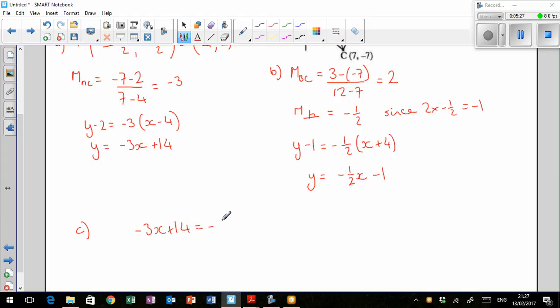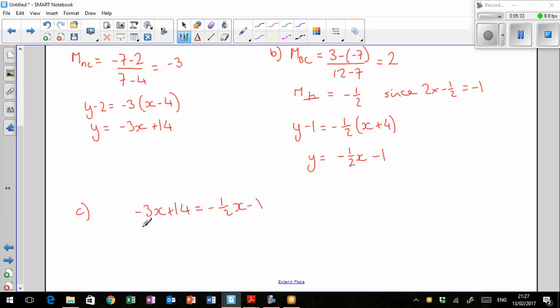Is equal to negative a half x minus 1. I would times everything by 2 just because I've got a fraction that I'm not a massive fan of. So minus 6x plus 28 is equal to negative x minus 2. And then just collect your x's, collect everything together. That's going to be 30 is equal to 5x.